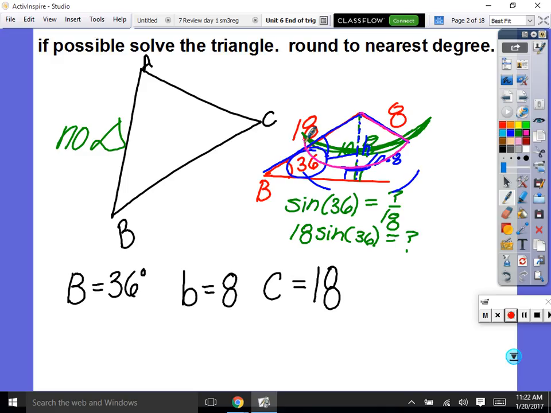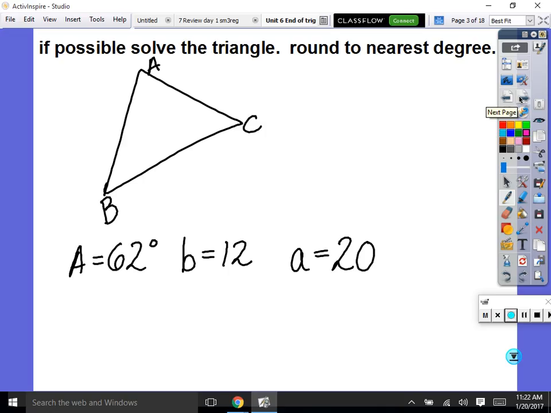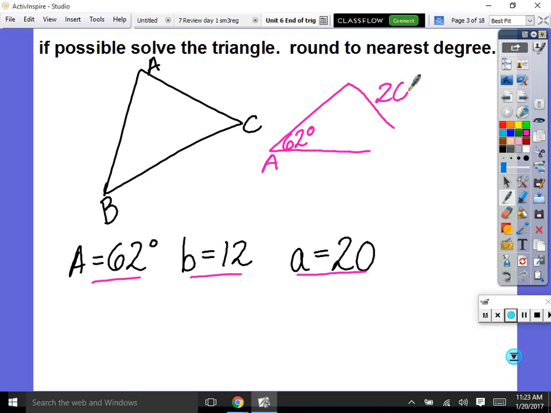Here we go. Looking at this one, given an angle and two sides, I like to draw my own triangle, because it's harder to see it twisted and turned. So we're given an angle, and I don't like to put it in a triangle already given for me. Angle A is 62 degrees. Then side A is given, which is 20. I'm not going to connect it unless I know it connects. And then side B is 12.